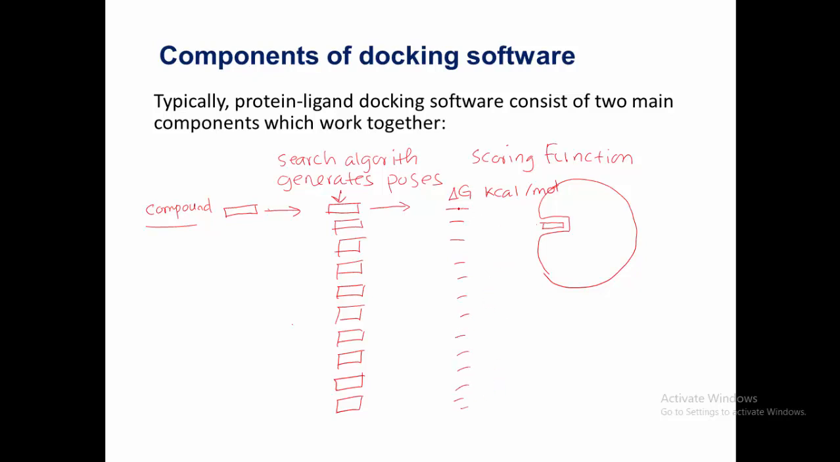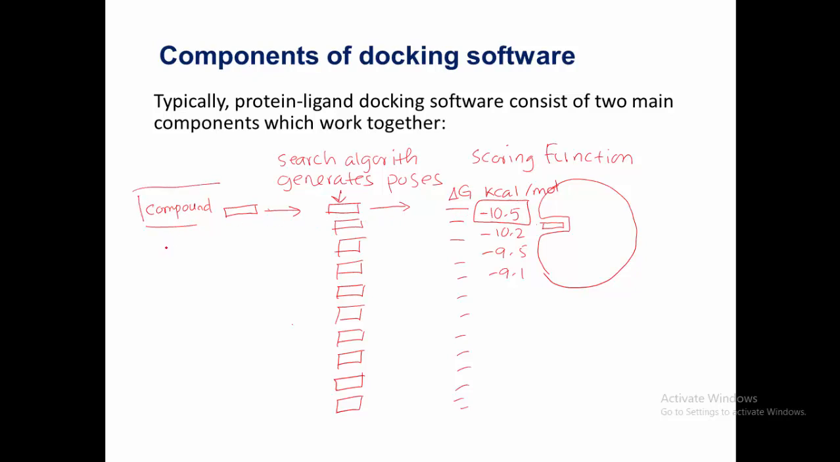Okay, and those energies will be ranked from the strongest to the weakest. For example, in most of the software, energy is recorded as a minus value, like minus 10.5 kilocalorie per mole, then minus 10.2, then minus 9.5, minus 9.1, and so on. So this will be the best energy, in the case that you have only one compound.